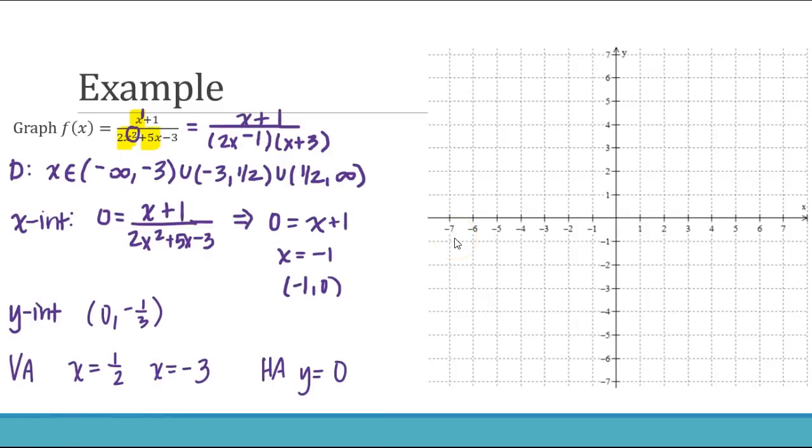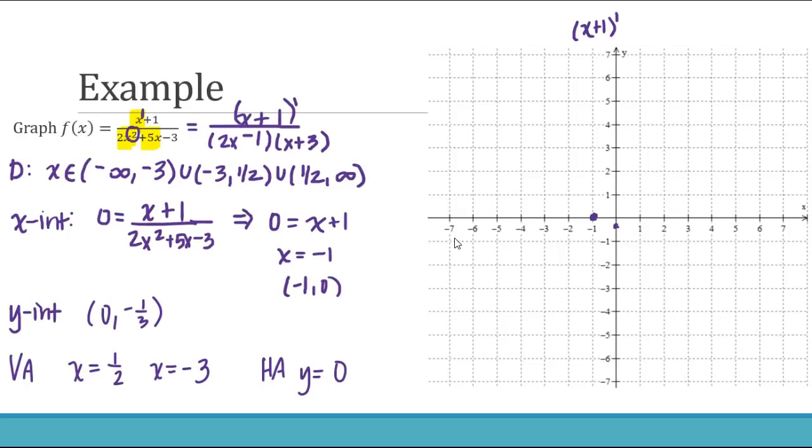Alright, here we go. Let's plot everything on this xy plane. So our x-intercept, the only place where our graph is going to cross the x-axis, is at negative 1. So what I'm going to do is take the factor that it came from and put it directly above the x-intercept. So x plus 1 to the first, this factor from the numerator, is what gave us that x-intercept of negative 1. And then the y-intercept is 0, negative 1/3.